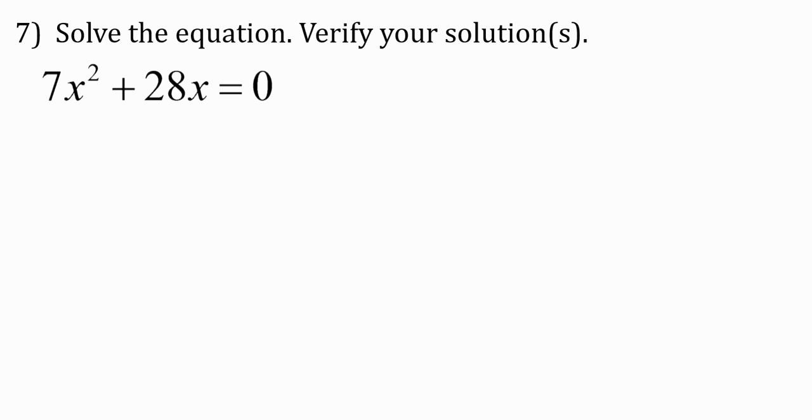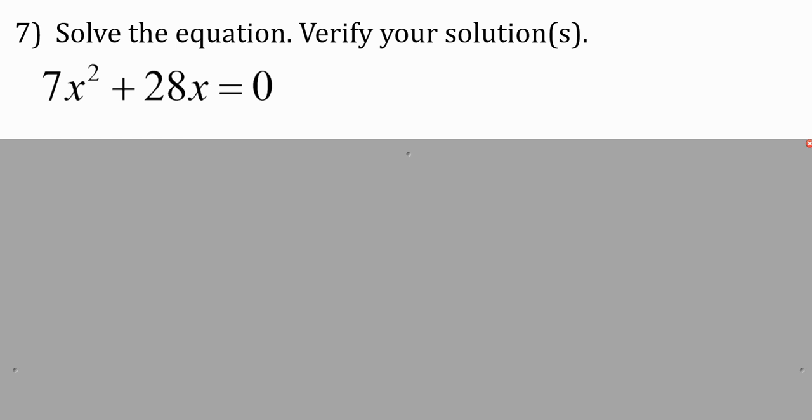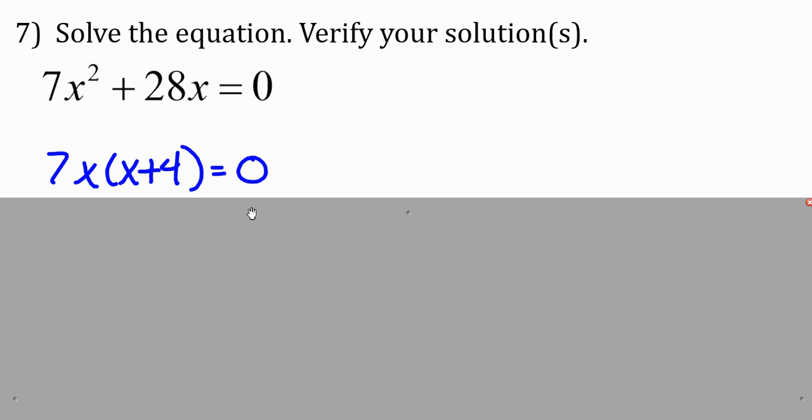Here we have our equation of 7x squared plus 28x equals 0. Notice that we have some greatest common factors that we could divide out. We could divide a 7 by each term, as well as an x. This is a good one for factoring. So here are our two factors, 7x and x plus 4.